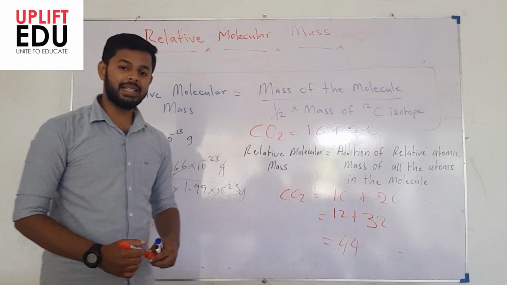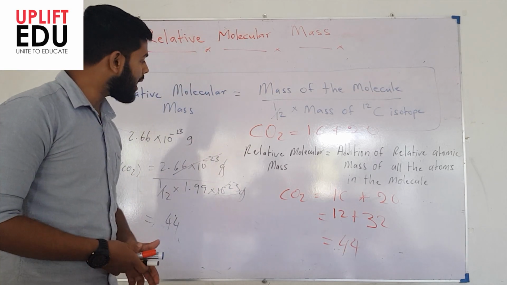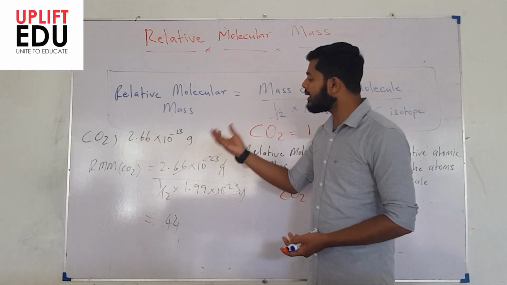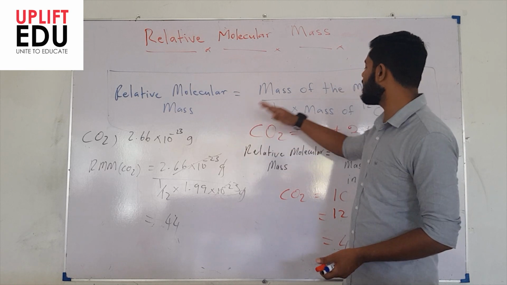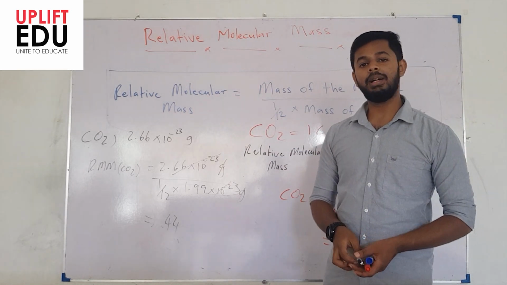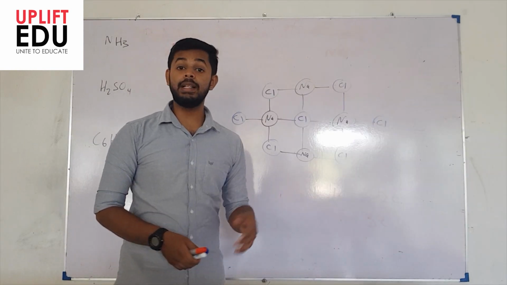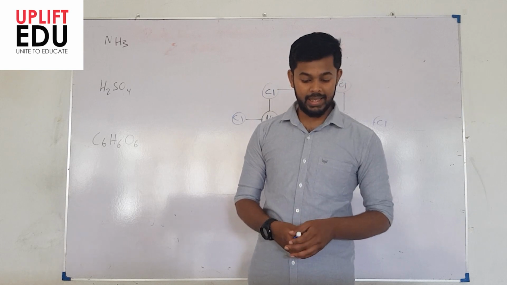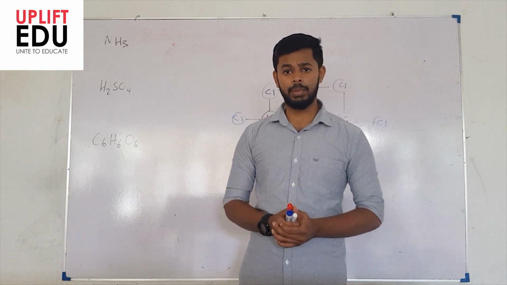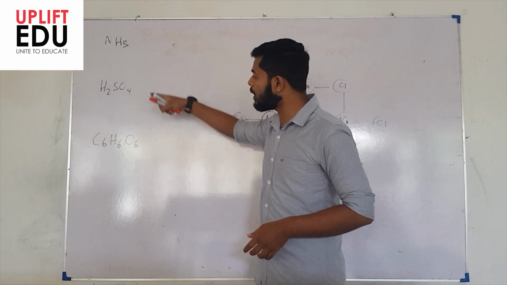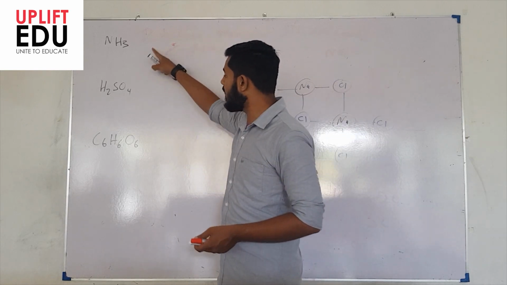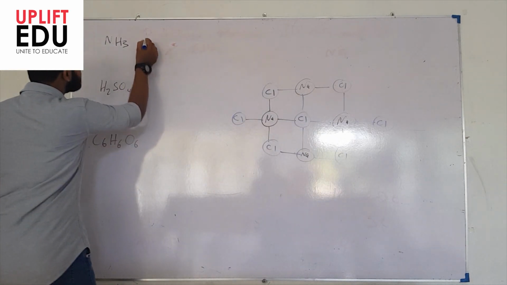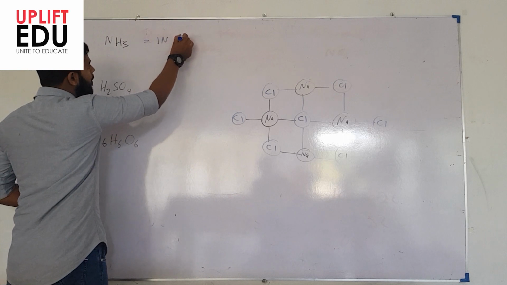So the relative molecular mass can be calculated in 2 different ways: by adding the relative atomic masses of all the atoms in the molecule separately, or by taking the entire mass of the molecule and comparing it with 1/12 the mass of the carbon atom. Some worked examples for finding the relative molecular mass are given in your book on page number 126, I guess, so you can check them. Let's have a look at calculating the relative molecular mass of these compounds: ammonia, hydrogen sulfate and glucose. Ammonia: how many atoms do we have in ammonia? 1 nitrogen plus 3 hydrogen.